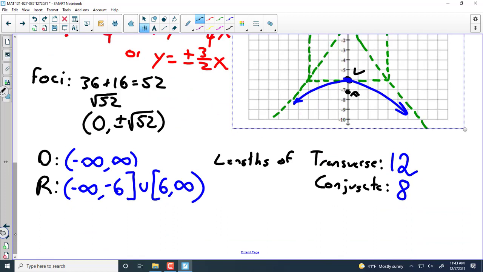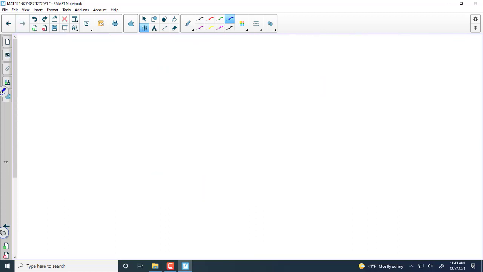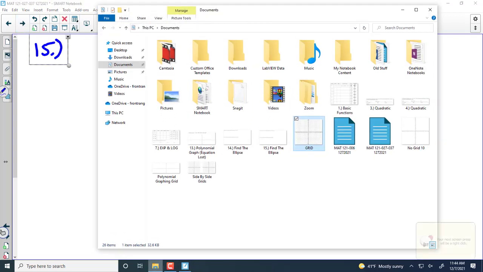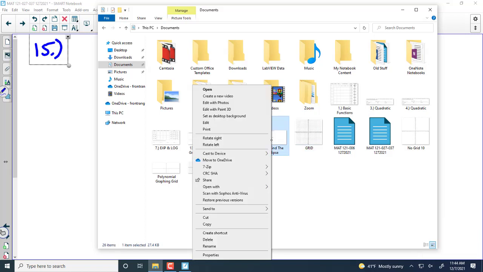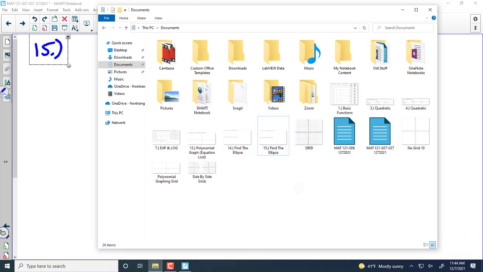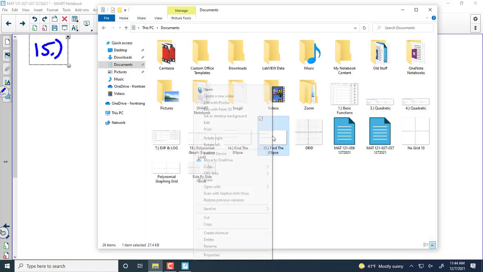Well, while we're on this hyperbola kick, maybe we're not on a hyperbola kick, but I feel like we are. Let's go look at number 15. And let's see here. Oh yeah, I just called the wrong thing. All right.